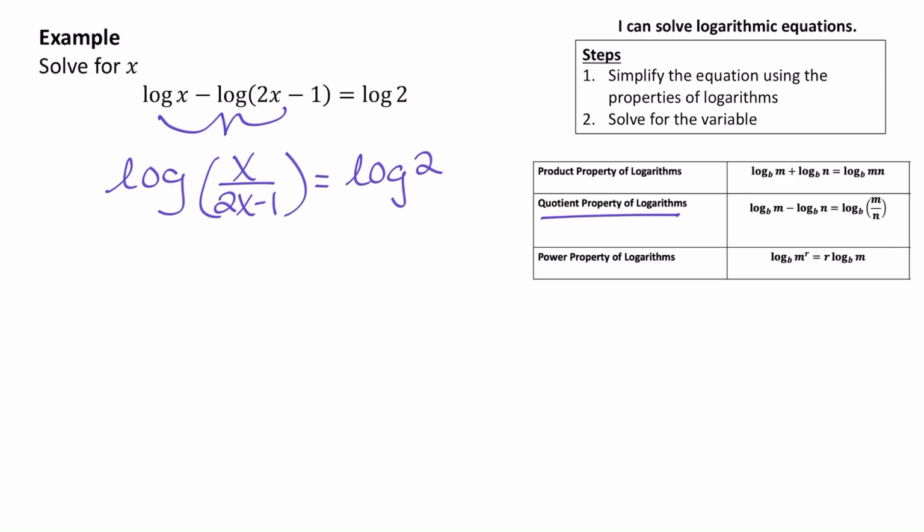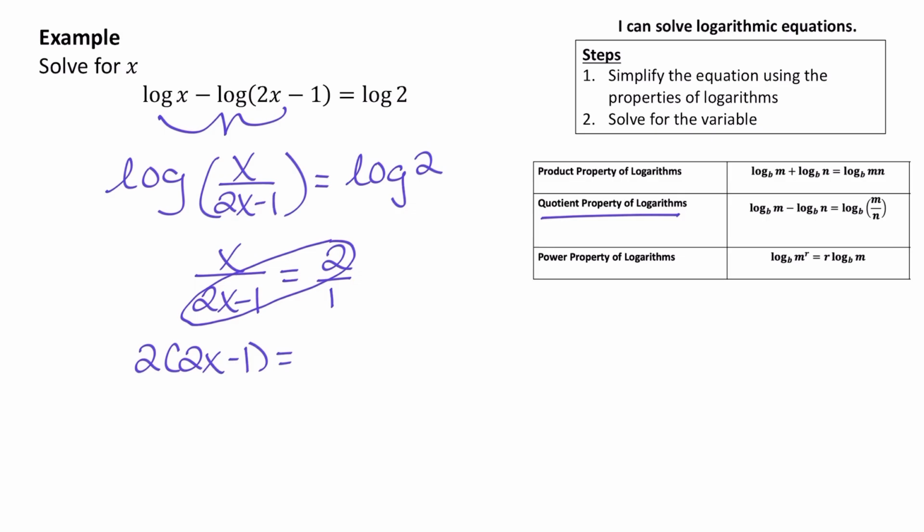So now I can use the equality property because I have the common log on either side of my equation. So that tells me that x over 2x minus 1 equals 2. Well, since I have a fraction here, I can put the 2 over 1, and I can crisscross multiply in order to solve. So on the left, I have 2 times 2x minus 1, and that equals on the right, I have x times 1, which is x.